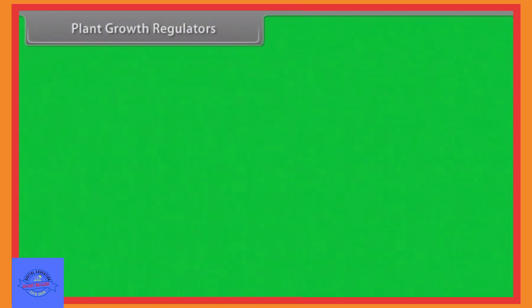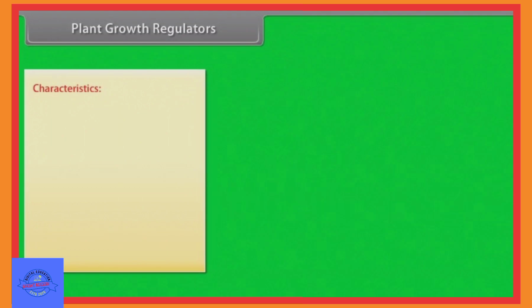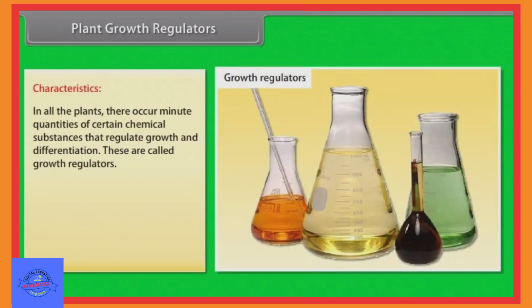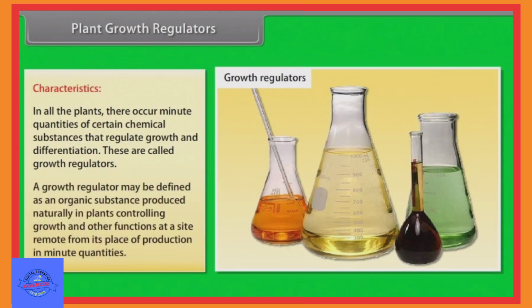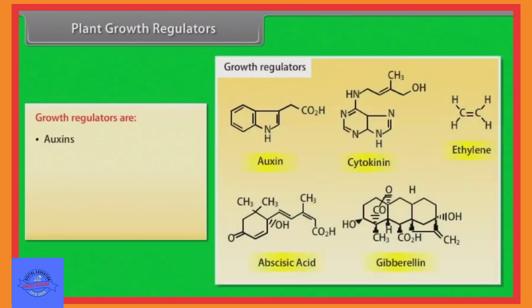Plant growth regulators. Characteristics. In all plants, there occur minute quantities of certain chemical substances that regulate growth and differentiation. These are called growth regulators. A growth regulator may be defined as an organic substance produced naturally in plants controlling growth and other functions at a site remote from its place of production in minute quantities. These are auxins, gibberellins, cytokinins, ethylene, and abscisic acid.